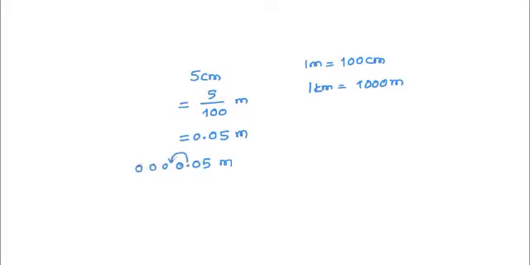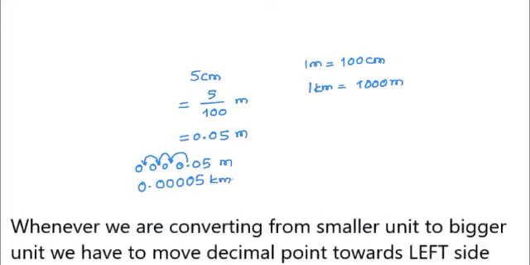So I made 1 here, then I move 2 houses, then I move 3 houses. So my decimal point is going to move here. So it will become 0.00005 kilometers. So division, we are going to learn about it later, but for conversion, please remember that whenever you are converting from a smaller unit to a bigger unit, you have to move your decimal point towards the left hand side.